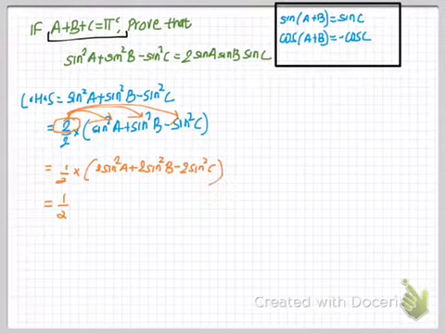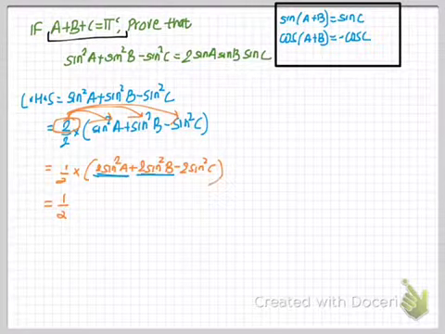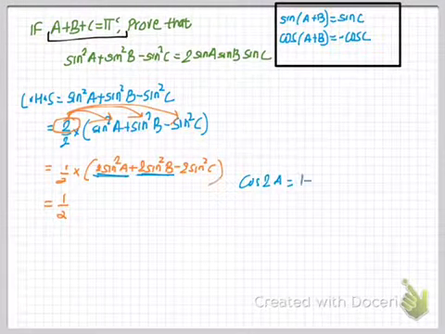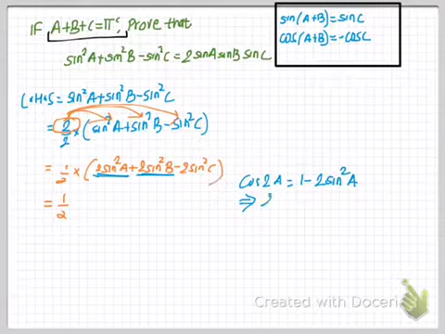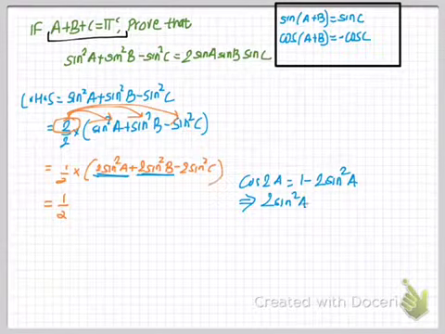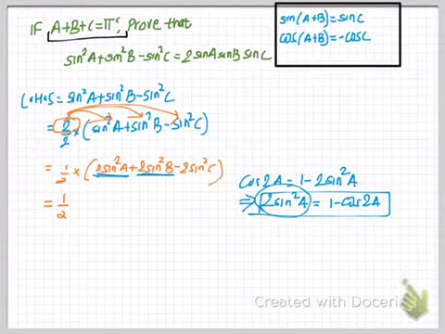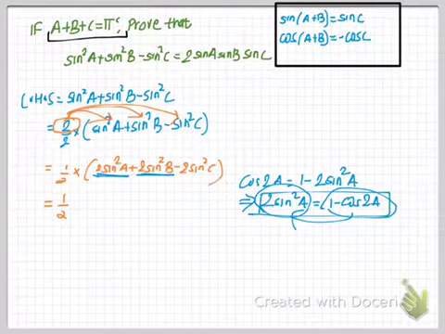Now I'm going to change 2 sine squared A and 2 sine squared B in terms of cos, as we know that cos 2A is equal to 1 minus 2 sine squared A. We can write 2 sine squared A is equal to 1 minus cos 2A from this formula. So I'm going to substitute 1 minus cos 2A in place of 2 sine squared A.